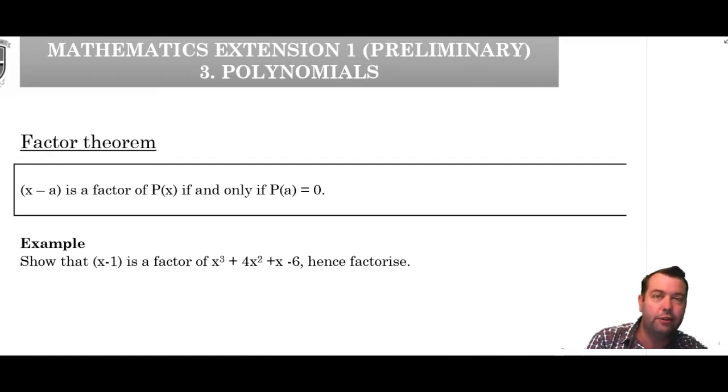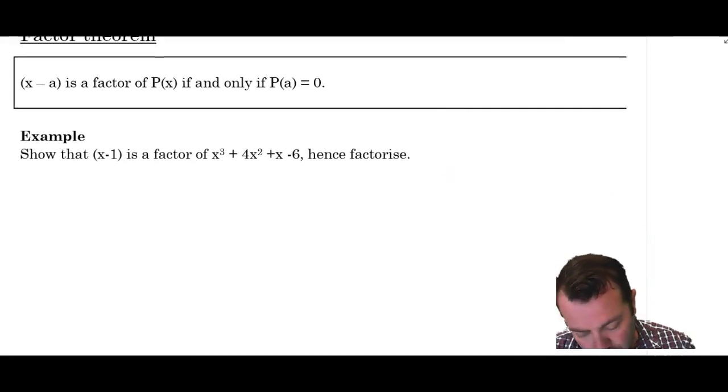Alternatively, if I substitute some number into a polynomial and find that the value is equal to 0, then that must be one of the zeros of that polynomial. It allows me to find one of the factors that way. Let's see how that works. Here we go. Show that x minus 1 is a factor of this.